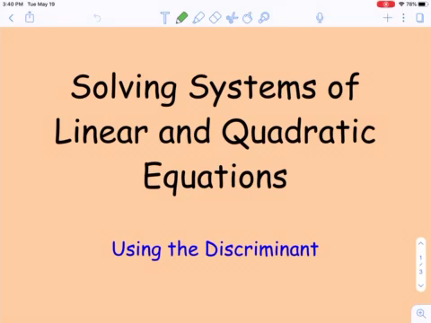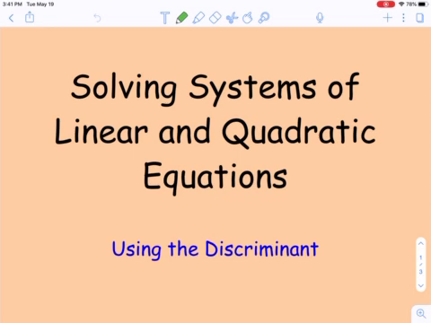All right, so solving systems of linear and quadratic equations. We've talked about the number of solutions there can be. We've talked about how to graph these and shown you how to do that. And I've shown you how to solve these algebraically. This last topic is something you're going to want to use before you go into solving one of these algebraically, because it can save you a lot of time.